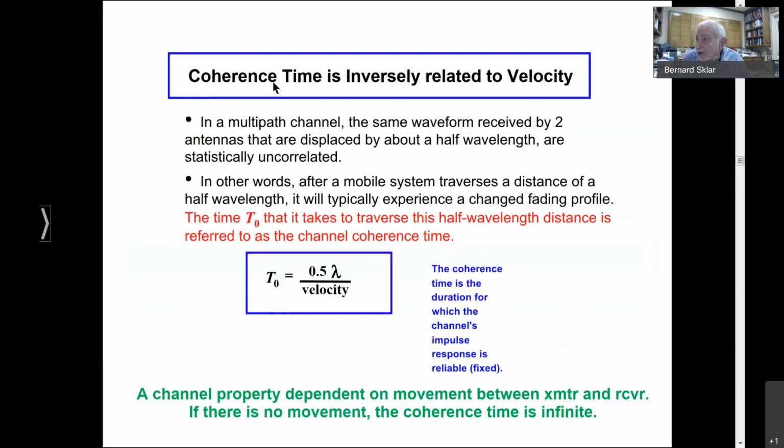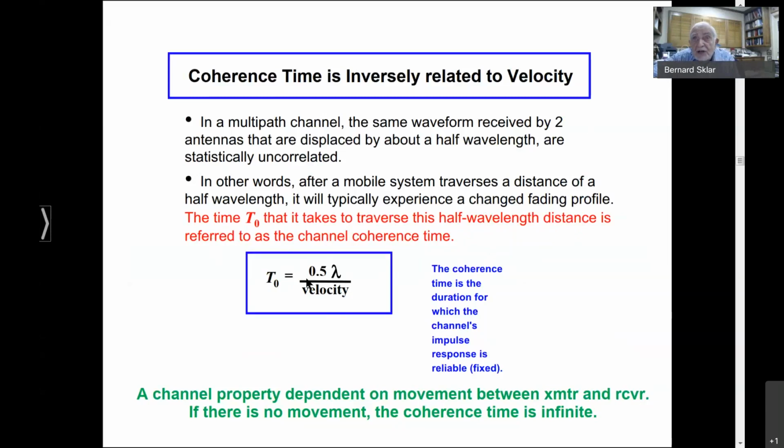But it does, in a way, have something to do with the user, because in a multipath channel, the same waveform received by two antennas that are displaced by about a half wavelength are statistically uncorrelated. In other words, after a mobile system traverses a distance of a half wavelength, it will typically experience a changed fading profile, and the time T sub zero that it takes to traverse this half wavelength distance is referred to as the channel coherence time.